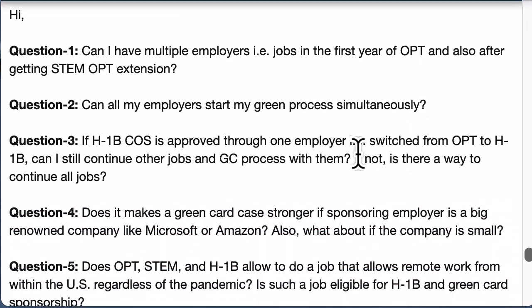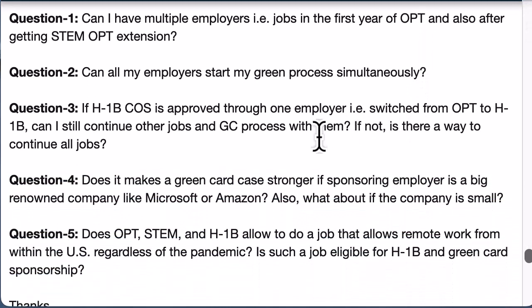I think I've covered everything. Question number 3. If H-1B change of status is approved through one employer, can I still continue other jobs and green card process? Yes, you can. Remember, if you have multiple H-1B approvals, one approval doesn't overrule another approval. Of course, the employer is supposed to withdraw the H-1B if you don't join them, but you can have even multiple H-1B approvals living together in the same space.